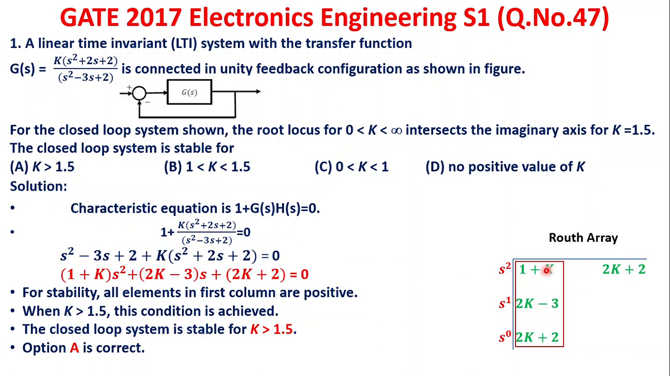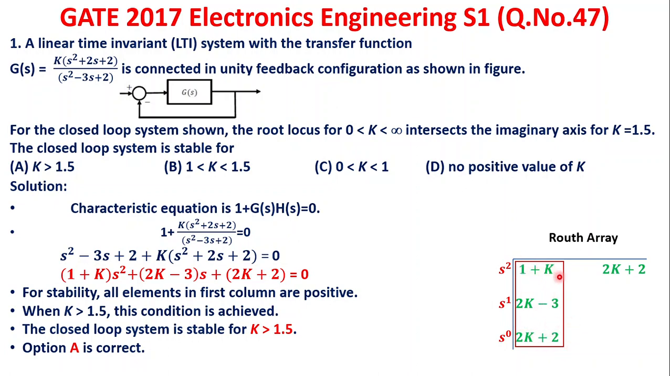So this into this minus this into this divided by this. This is 0 of course. So this into this minus 0 divided by this is 2k + 2. Always the last element in the Routh array will be the last constant coefficient of the characteristic equation. For the system to be stable, all the first column elements have to be positive.